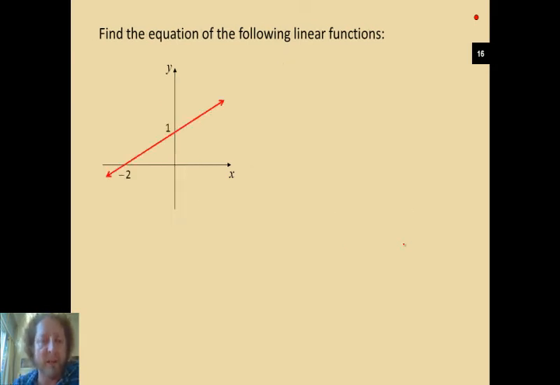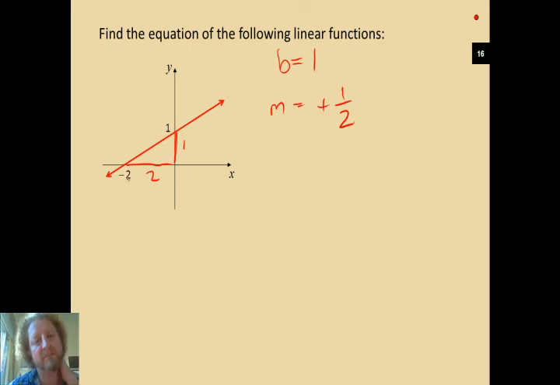Another one. We're given the y-intercept again. Great. I'm going to write that down first this time. My y-intercept is the number 1. My gradient is a positive. My vertical is a 1 over a horizontal of 2. Now, just because that's the number 1 and that's the number minus 2 doesn't mean I put 1 over minus 2, hence the gradient's negative. It's not, is it? It's a positive gradient.